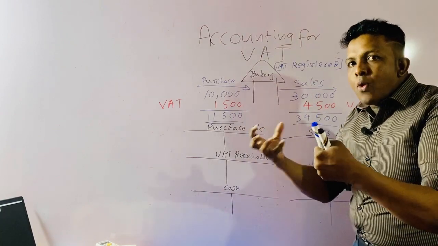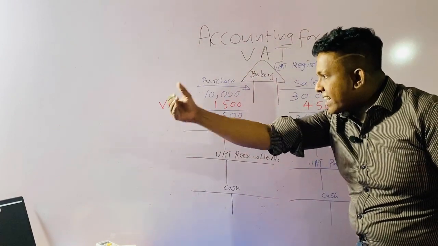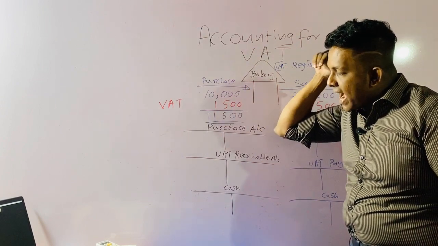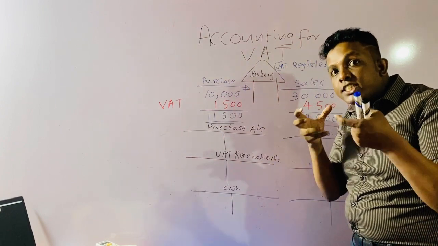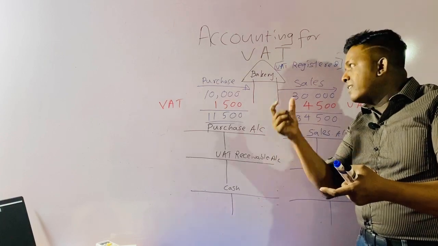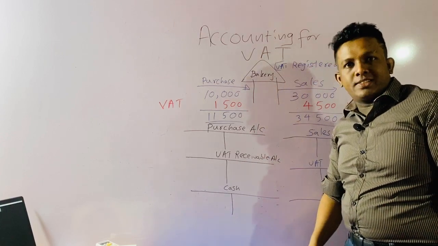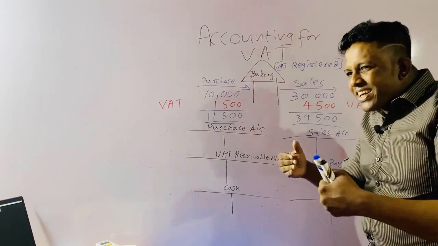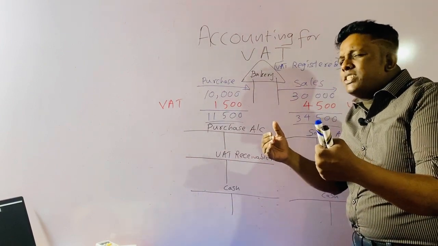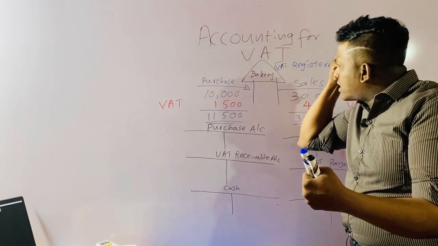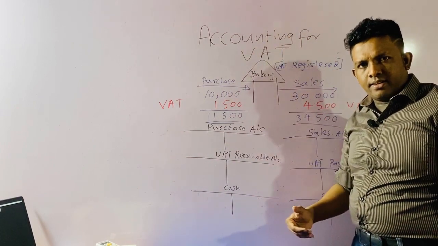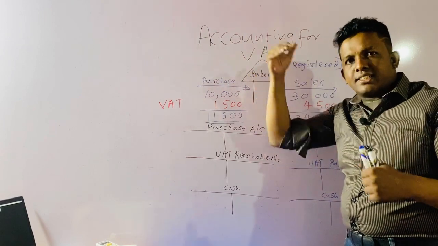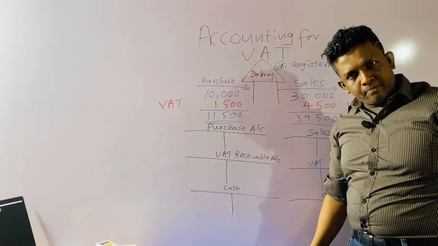Now what is the value addition? They purchase at 10,000, they sell back to the customer at 30,000. The value addition simply is 20,000, right? The VAT can be charged on 20,000 rupees. That's as far as the government is concerned, right?